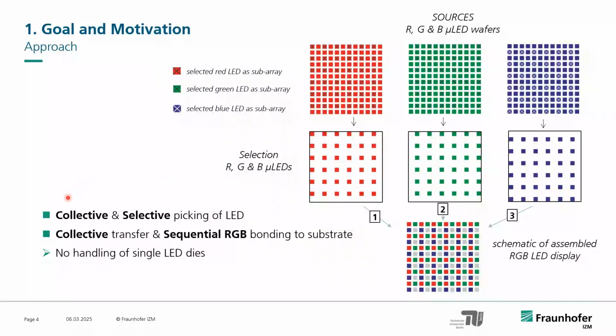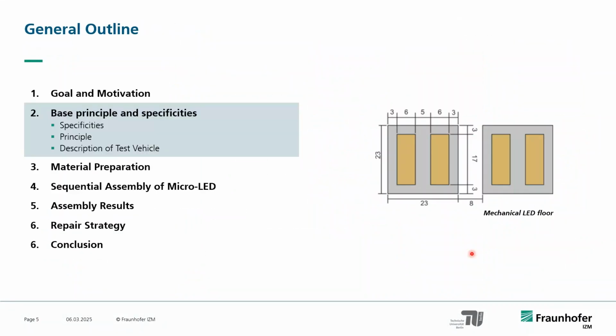Basically, two points. We have collective and selective picking of the micro LEDs, and then a collective transfer with a sequential bonding of the R, the G, and the B to the substrate. One interesting point of this approach is that it's massively parallel, so there is no handling of small single LED dies. The base principle and the specificities of the approach are highlighted in the next slide.